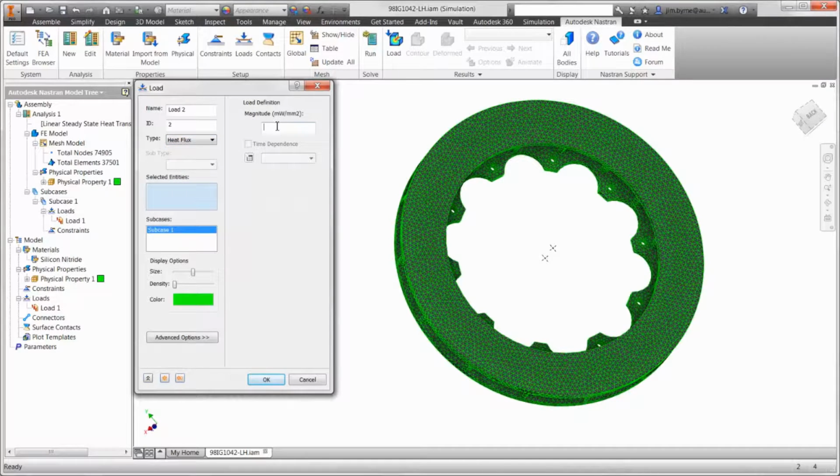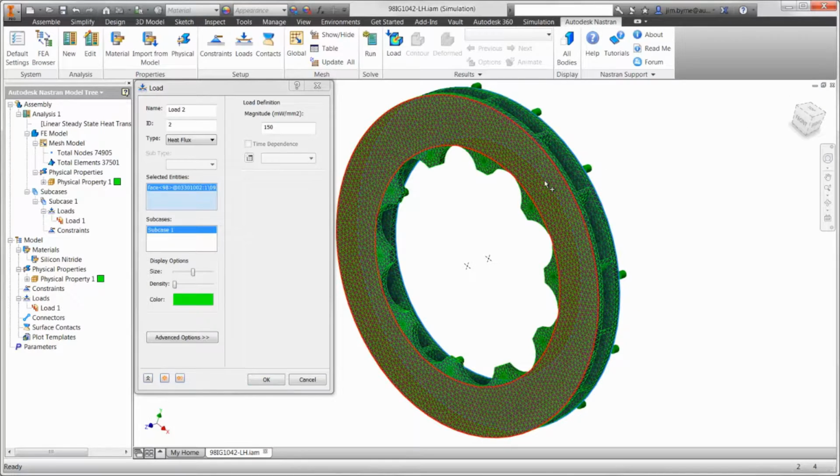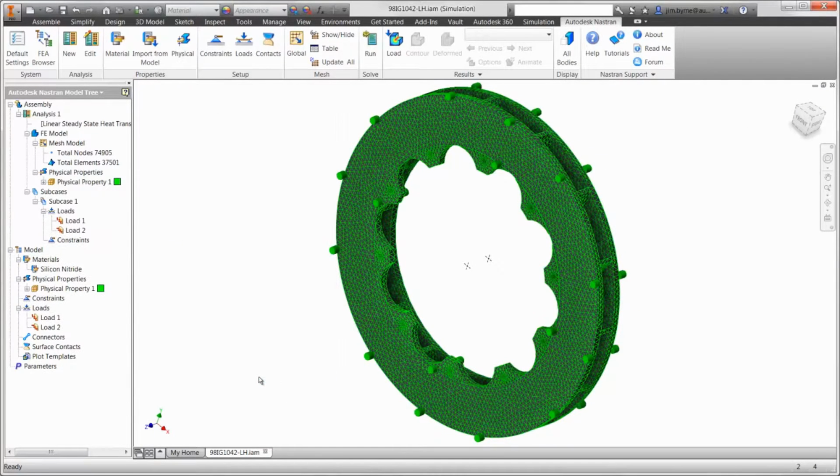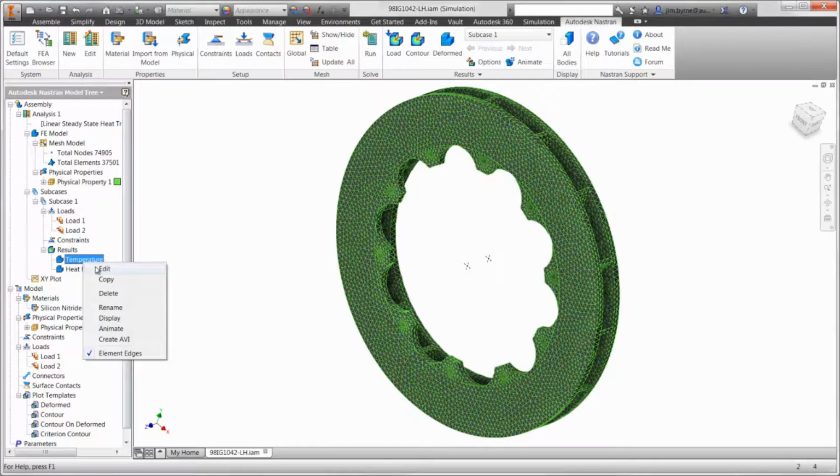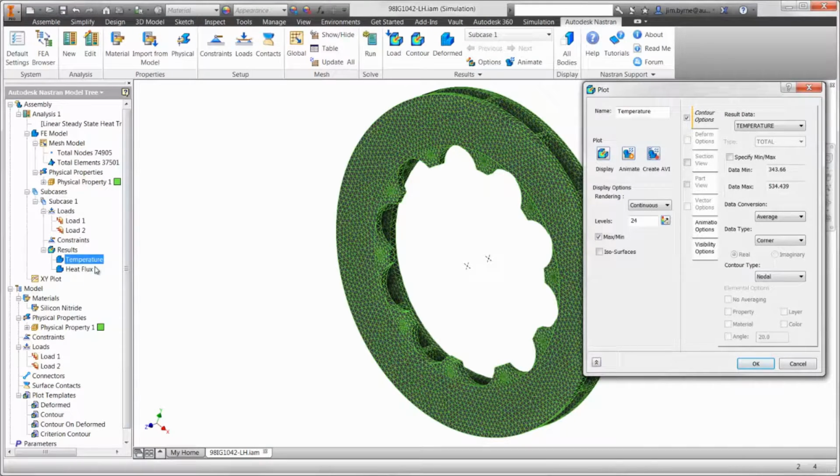Next, we'll apply heat flux, or the amount of power per square millimeter, for both sides of the rotor. All that is left is to run the solver. This model takes about 1 minute to solve. Let's take a look at the results for temperature.